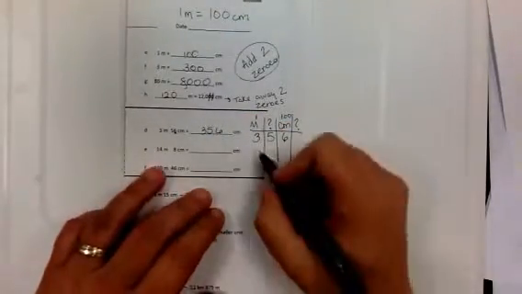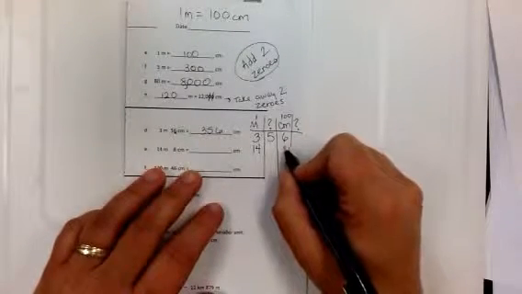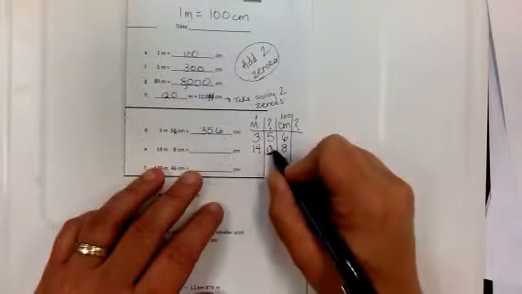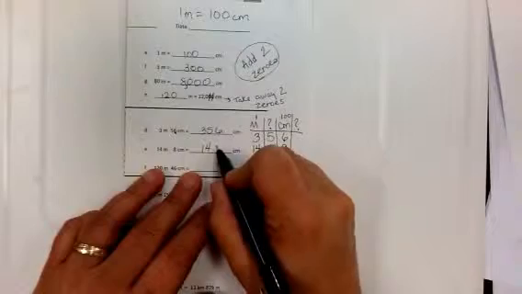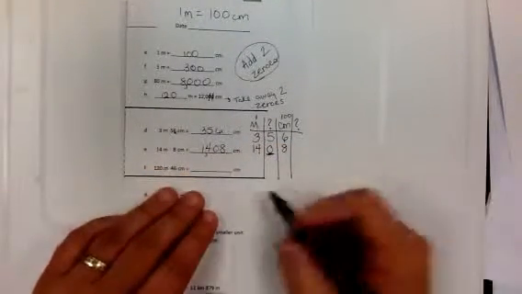If I have 14 meters, I'm going to put 14 in the meters column. I'm going to put 8 in the centimeters column. I can't leave this blank. We need to fill that in with a 0. So 14 meters and 8 centimeters is 1,408 centimeters.